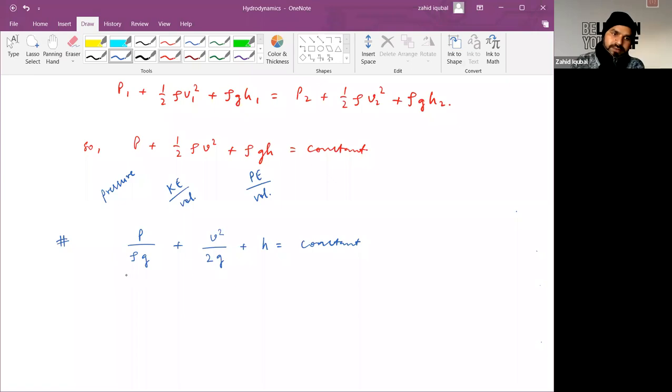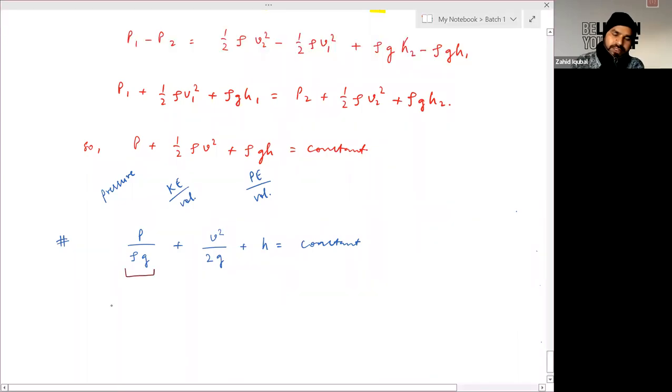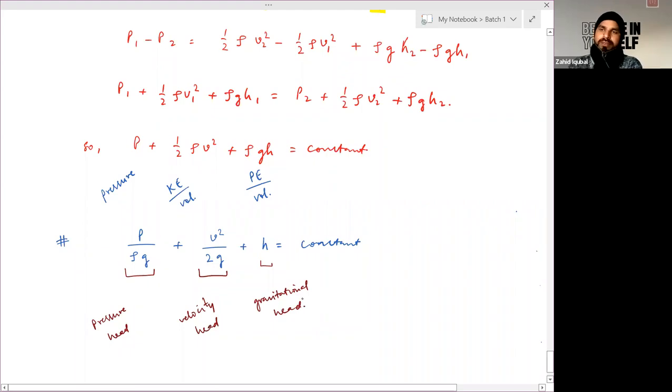In this part, the first expression is P by rho g. It is termed as pressure head. Second term, velocity squared by 2g, is called velocity head. And third, just h, is called gravity head or gravitational head. So you may be asked to calculate velocity head for any particular flow of liquid. So you must know what we mean by velocity head.